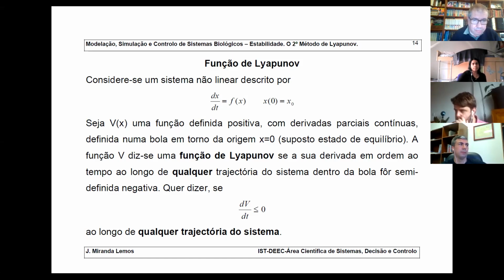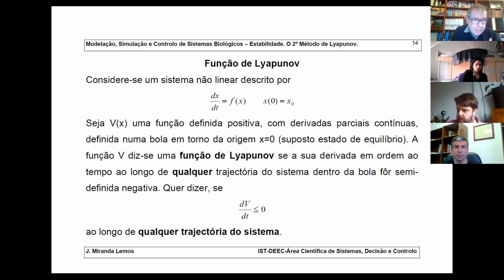So what we do, if we are able to find a state function, that is to say, a function that maps each value of the state to a real number, I call it V of x. So for any state, I have a function V, which is a real number. And this function is positive definite. What is a positive definite function? Well, at the origin of the state space, it's 0. And away from the origin, it is always positive. And it's continuous with first partial derivatives that are continuous.